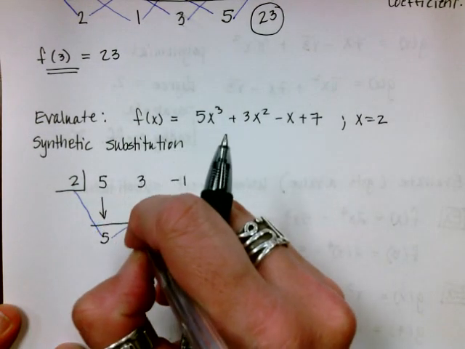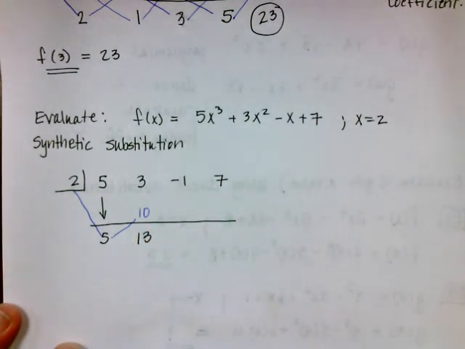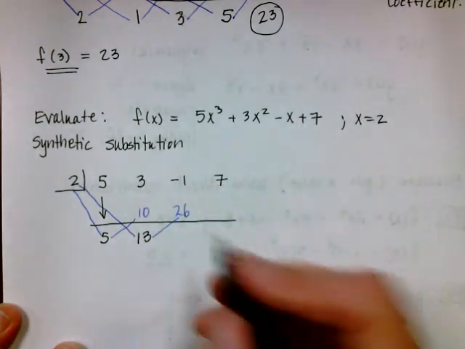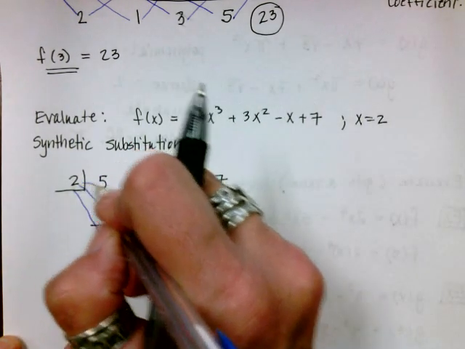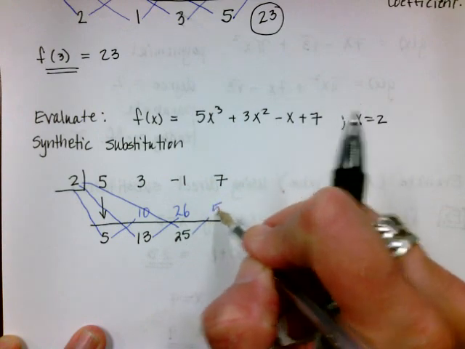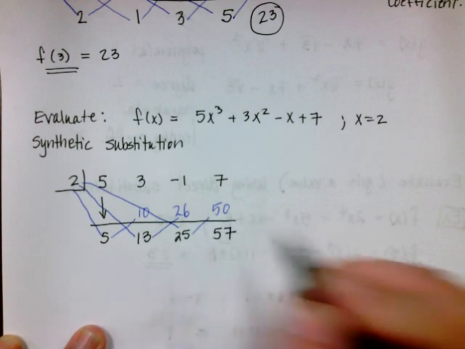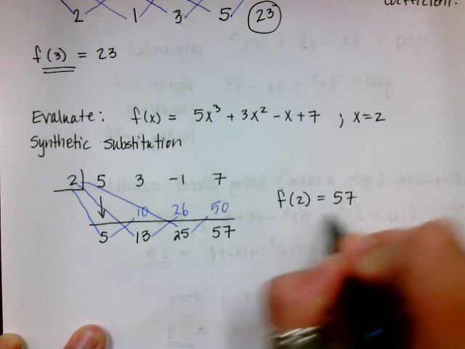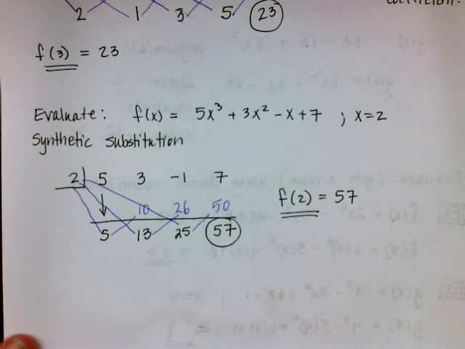2 times 5 is 10. Write it down there. 10 plus 3 is 13. 13 times 2 is 26. Subtract 1, and I get 25. Okay? 2 times 25 is 50. Oops, write it down. And then 50 plus 7 is 57. So f of 2 is equal to 57. And again, it's that last number in what we've done. Kind of a fun way to evaluate a function.